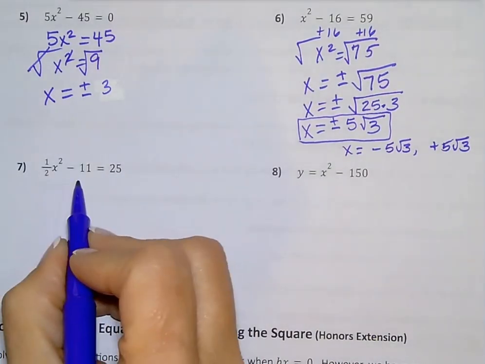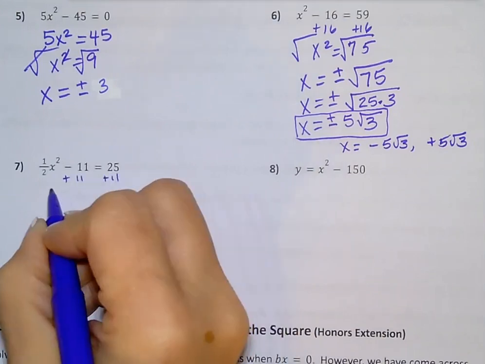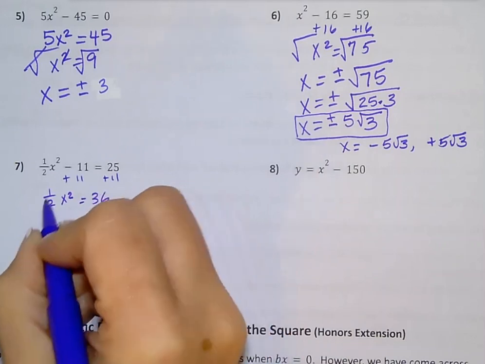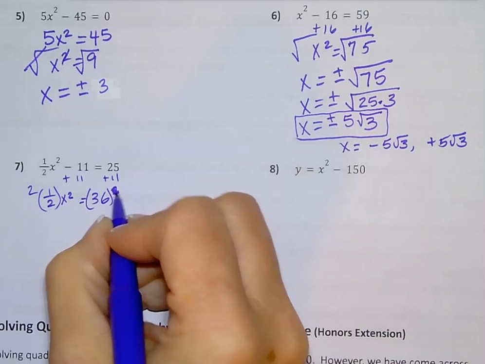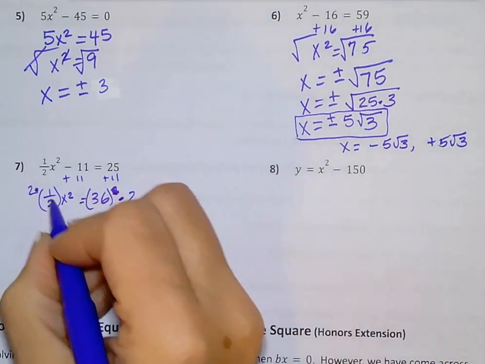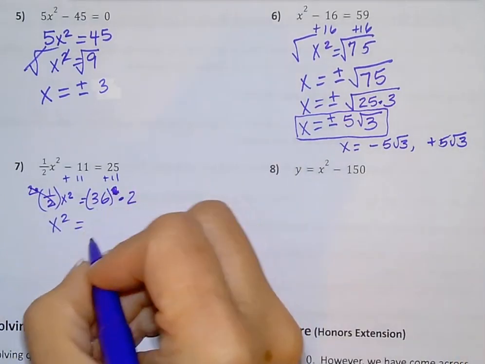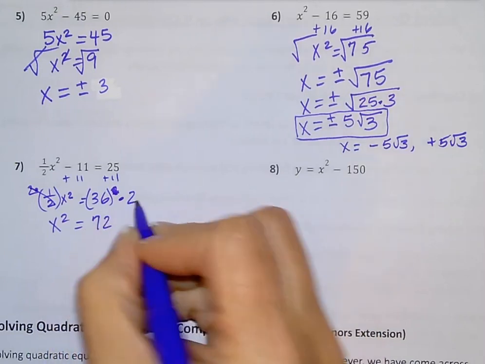I have 1/2 x squared minus 11 equals 25. I'm going to add 11 to each side. So I have 1/2 times x squared equals 36. Well, I'm going to multiply each side times 2 because I'm getting rid of that 1/2. So I know x squared equals 72. Okay, or 36 times 2, right?